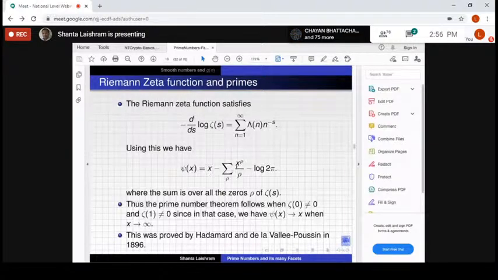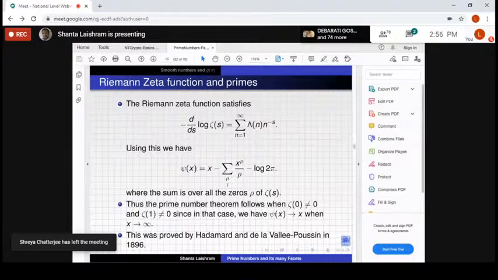this is equal to x minus the sum of x to the power rho by rho minus log 2 pi, where rho runs over all the zeros of the Riemann zeta function. So now, if the zeros of the zeta function lie only on the line half, then you will have the Chebyshev function be like x plus some error term, which will be x to the power half. So this is how the Riemann zeta function is connected to the distribution of primes.